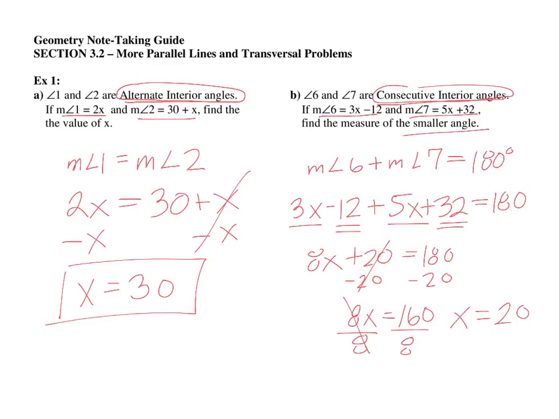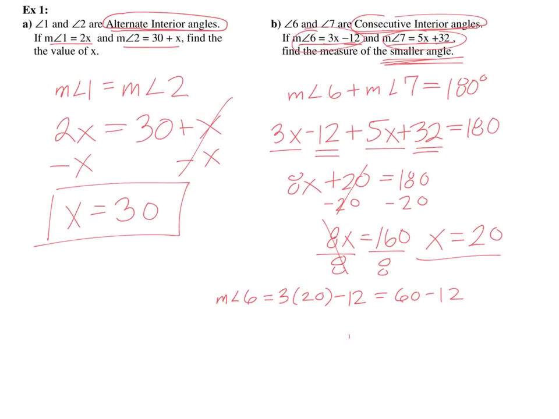I haven't answered the question yet. They want the smaller angle. Now, between 6 and 7, which one would be the smaller angle? You shouldn't have to think too hard. If you're multiplying x by 5 and then adding 32, that's definitely going to be greater than just multiplying x by 3 and subtracting 12. So angle 6 is going to be the smaller angle. But what is the measurement exactly? Let's figure that out. Measurement angle 6 is equal to 48 degrees. Done.